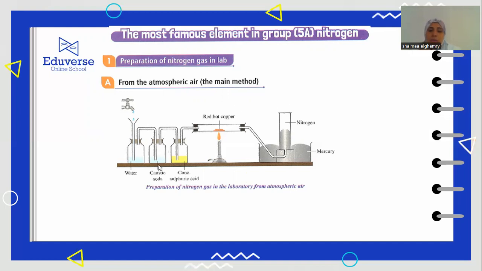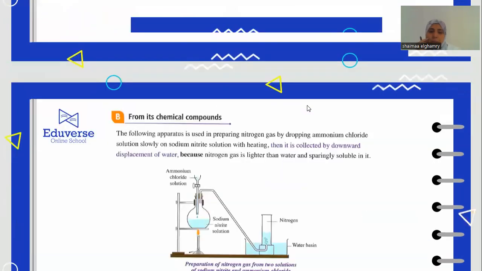So caustic potash reacts with what? With carbon dioxide in air. Concentrated sulfuric acid reacts with water vapor, which is found in air. And finally, the red hot copper reacts with oxygen, removing oxygen from the mixture of air, and nitrogen is collected by downward displacement of mercury.